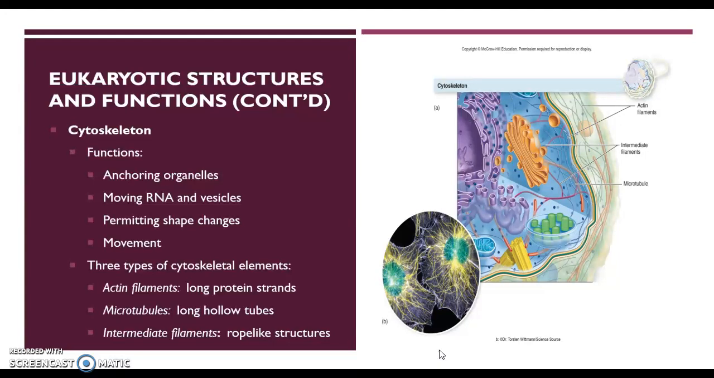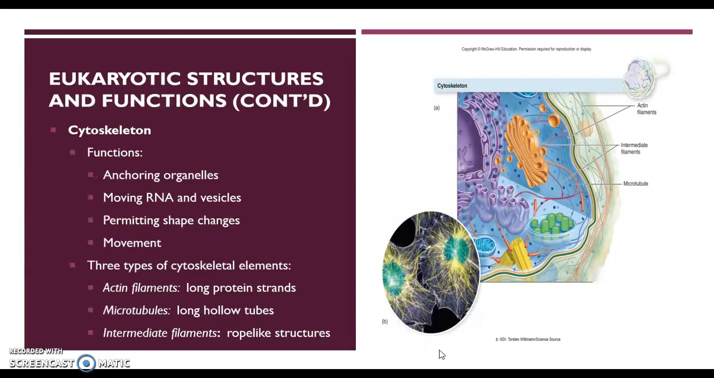Other structures we're going to encounter are the cytoskeleton, and the cytoskeleton is responsible for providing structure, adjusting the shape of the cell, and providing movement. It's also involved in anchoring organelles within the cytoplasm and moving organelles within the cytoplasm. There are three types of filaments that are found as components of the cytoskeleton.